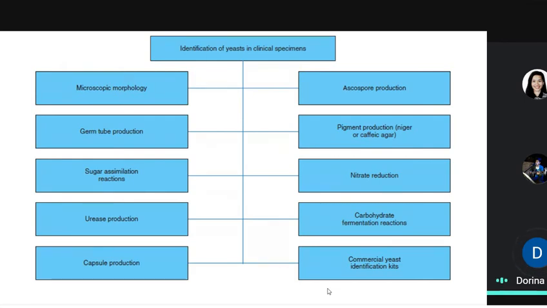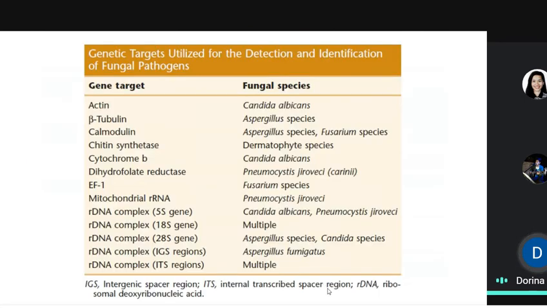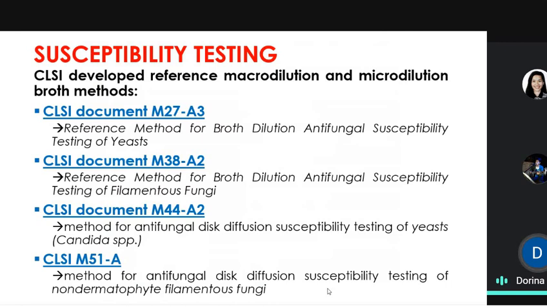Now, another identification of yeast in clinical samples. So, another algorithm. And then we have here a table of the genetic targets utilized for the detection and identification of fungal elements. So you have there the gene target, we're targeting for the actin or the beta-tubulin or the calmodulin, cytochrome B, and then also the nucleic acid, we have your ribosomal DNA, at iba-ibang subunits niya.